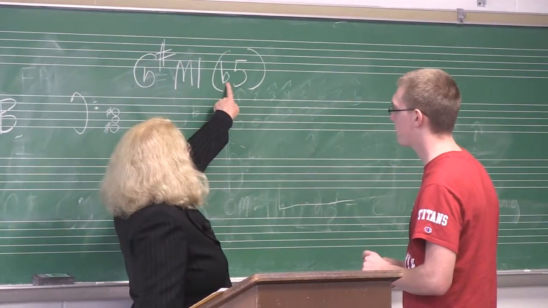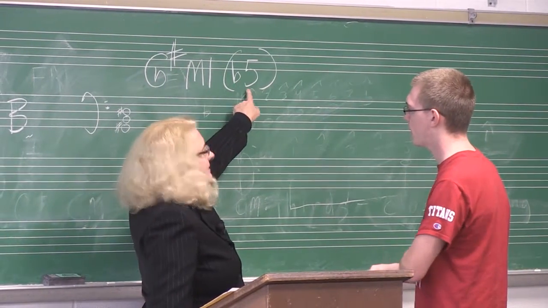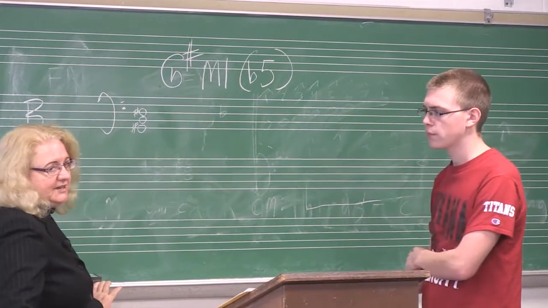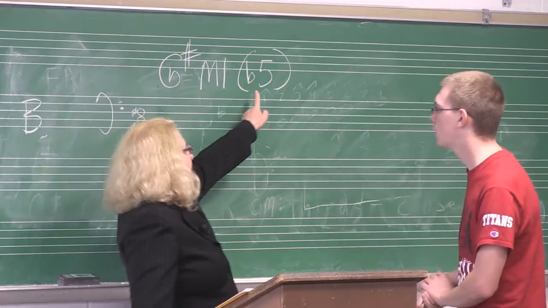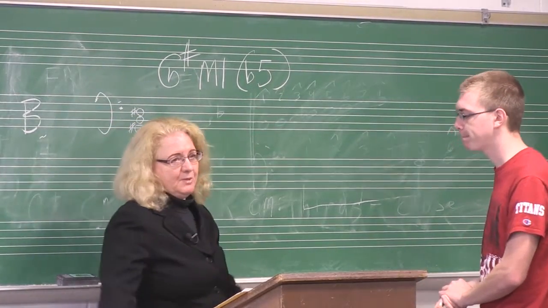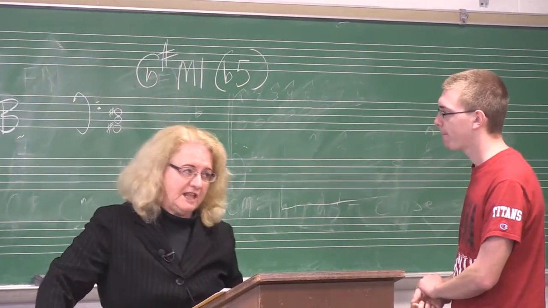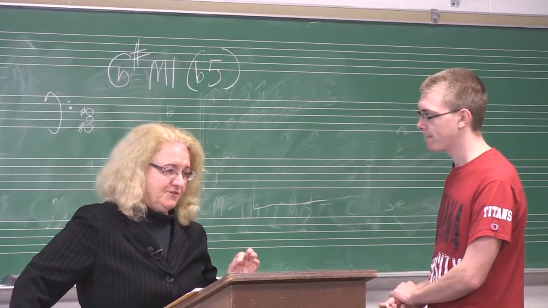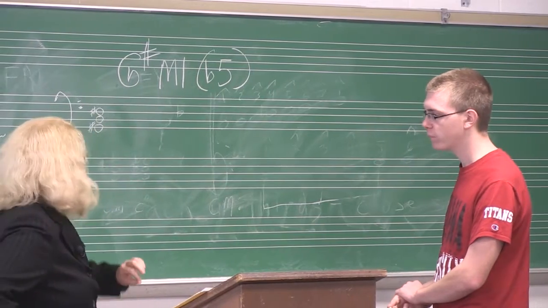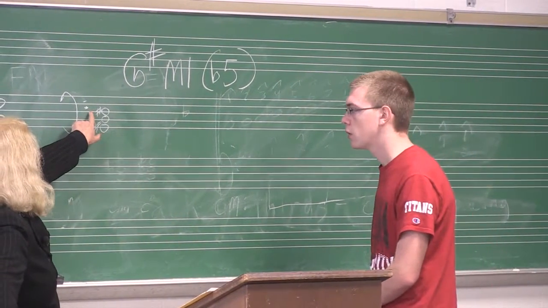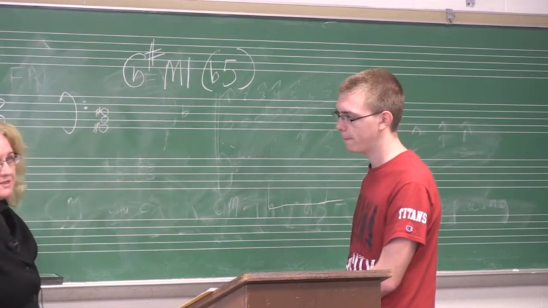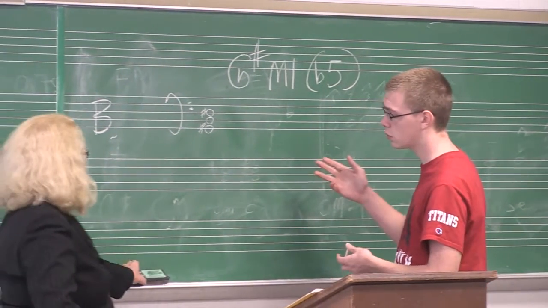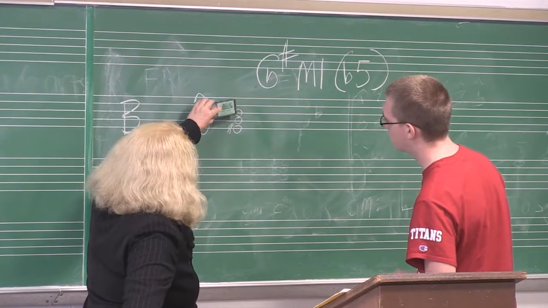We also have a flat 5. So when you see flat 5, it doesn't necessarily mean that the fifth note is flat, but it means that you have to lower the fifth a half step. So we have to lower the D sharp a half step. And how do we do that? You'd make it natural. Yeah. Right. Good.